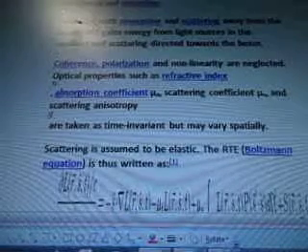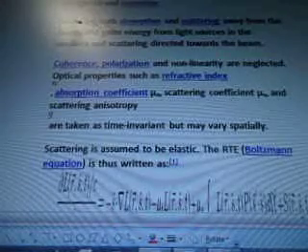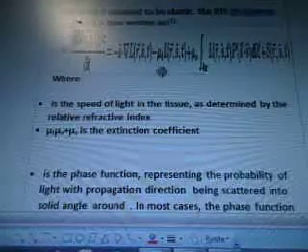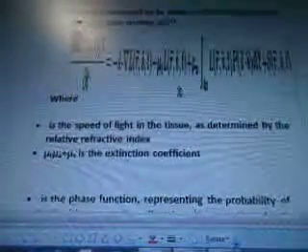Coherence, polarization, and nonlinearity are neglected. Optical properties such as a refractive index of n, absorption coefficient mu a with a little a, scattering coefficient mu s with a little s, and scattering anisotropy with this little g, are taken as time invariant but may vary spatially. I got a froggy stuck in my throat. I'm having trouble talking today. Scattering is assumed to be elastic. The RT-Boltzmann equation is thus written as this equation here, which is hard to figure out.